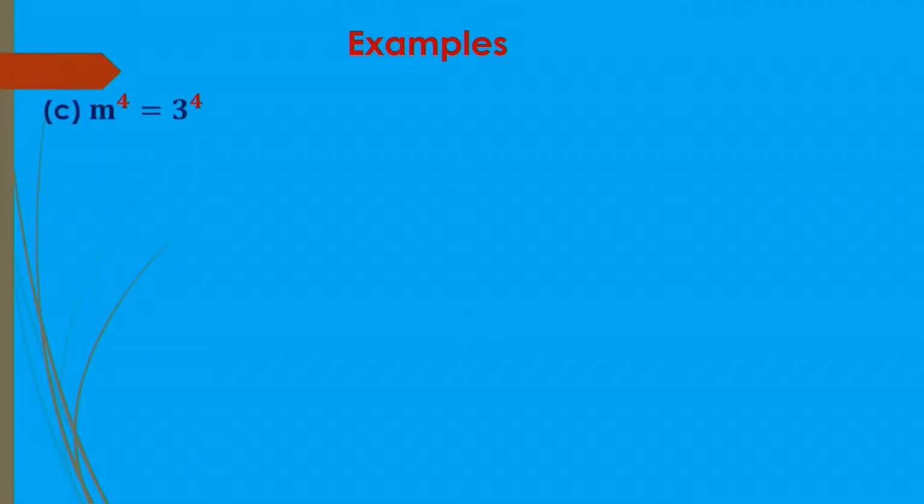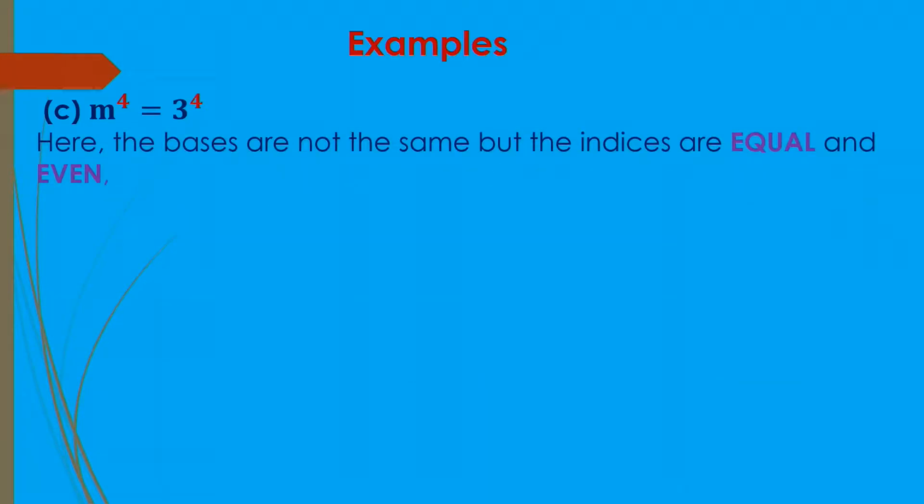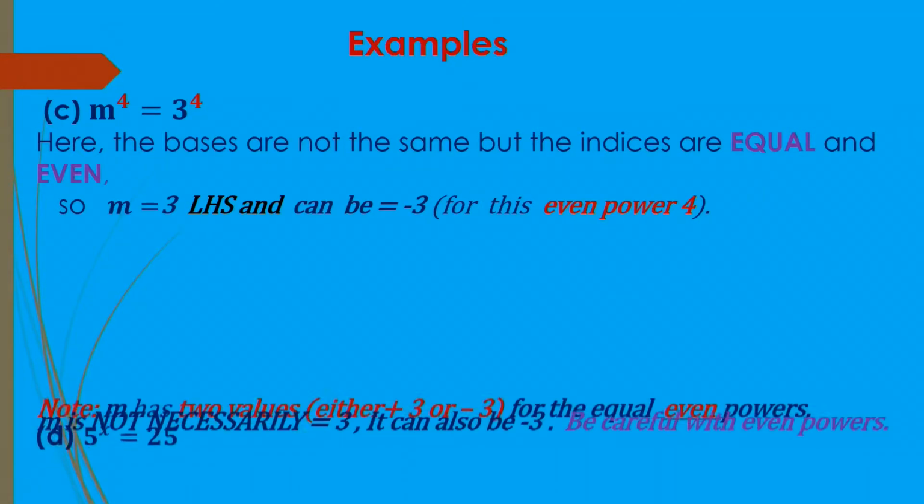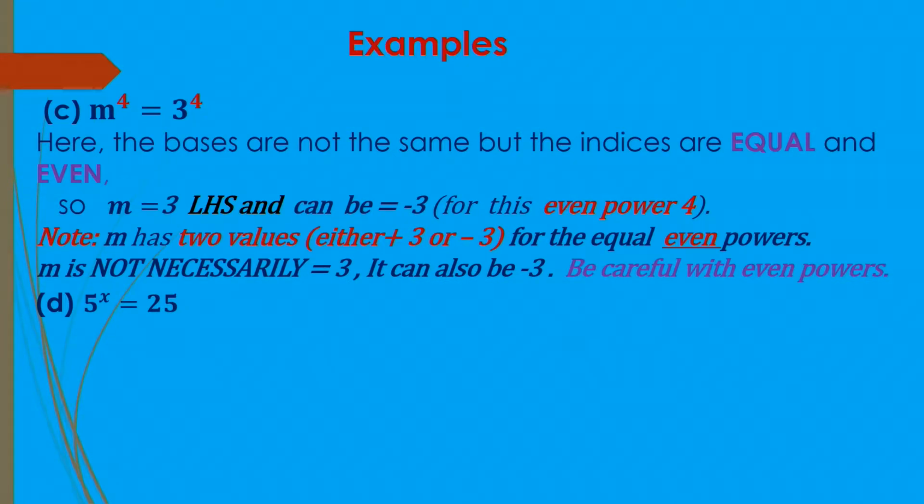Part C, m power 4 equal to 3 power 4. Here, the bases are not the same, but the powers are the same. Remember that we talk about even and odd powers. So here, the powers are equal and even. So m can be 3 and m can be minus 3 also, because 3 power 4 is the same as minus 3 to the power of 4. So whenever we are comparing 2 numbers in index form where the powers are the same and even, the unknown base can be both positive and negative.